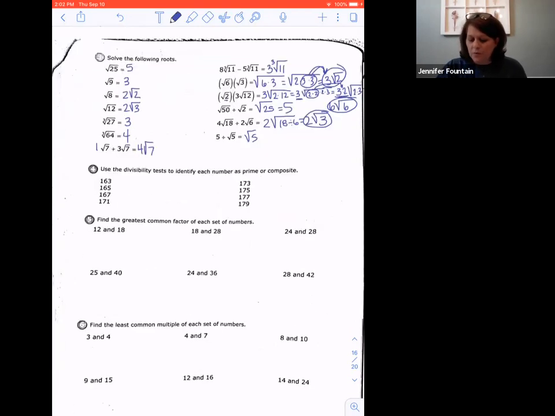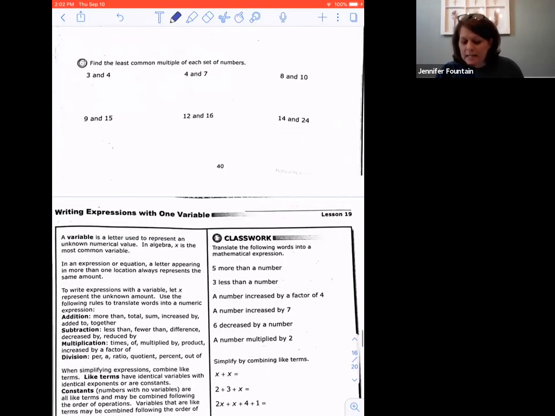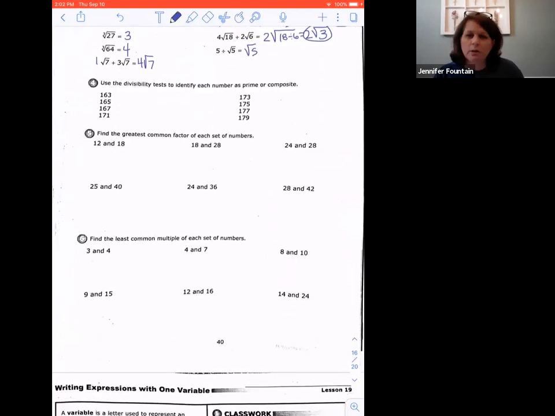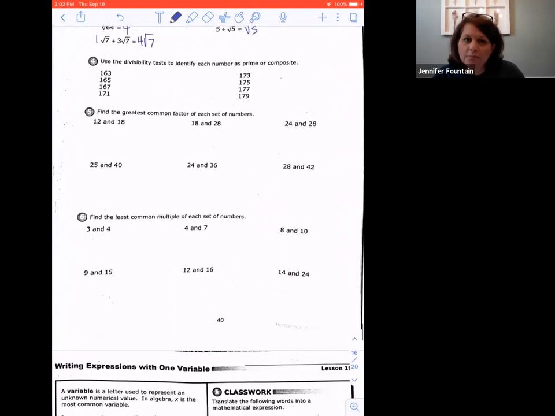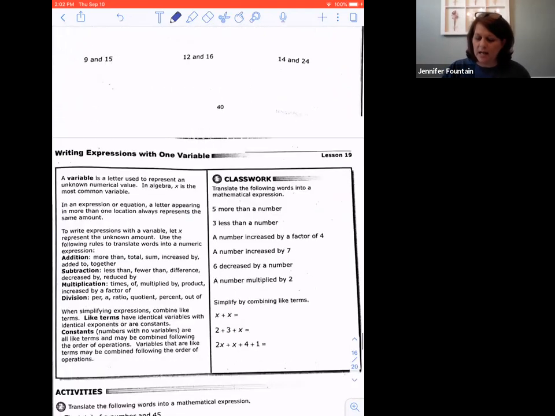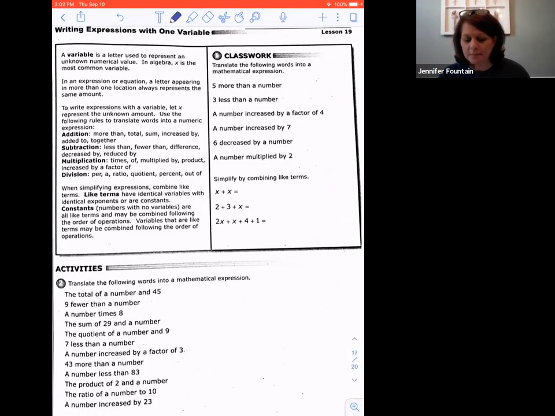Let's go ahead and move on to lesson 19. We are not going to do any more on page 40. Okay, so you won't have any homework on page 40. Let's go ahead and look at lesson 19, writing expressions with one variable.